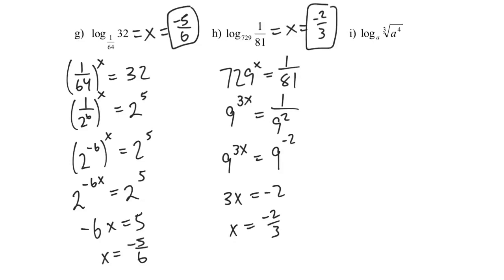Okay, and then finally, one more example here. In letter I, I've got log base a of the cube root of a to the 4th, and so that's going to bring in our exponential rule that we talked about earlier, converting between exponential and radical notation. And so I'm just going to set this equal to x like I normally would, and write a to the x is equal to a to the 4/3 power, since the exponent is the numerator and the index of the root becomes the denominator. So that becomes a to the 4/3.